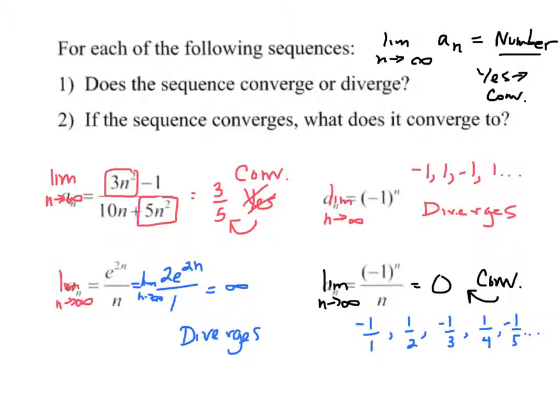So for a sequence, remember, just a pattern of numbers, it converges if the limit as n goes to infinity of that sequence is a number, and it converges to that number. If the sequence has a limit of infinity, then the sequence is said to diverge.